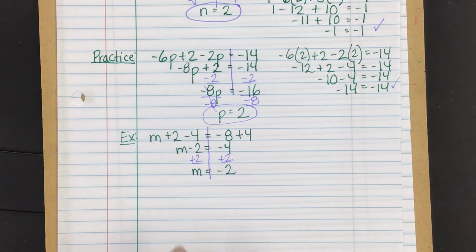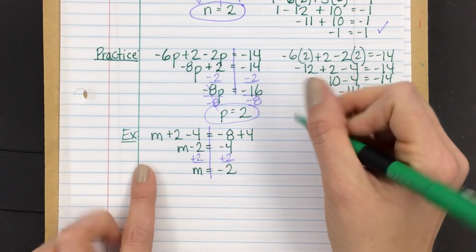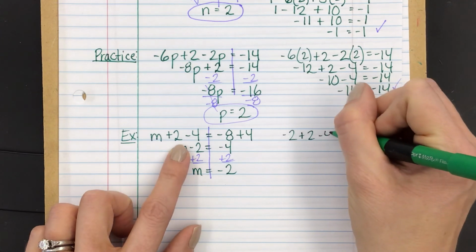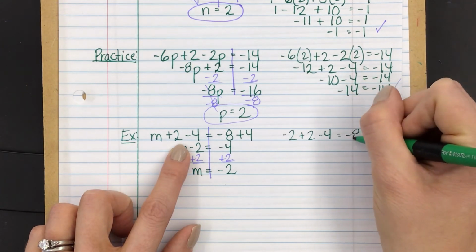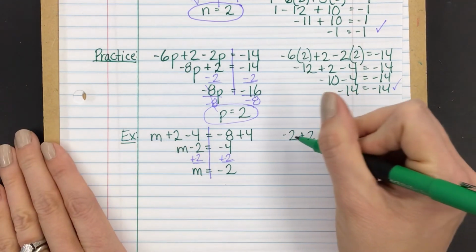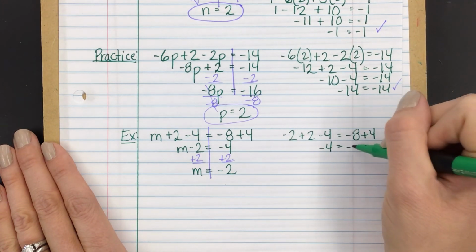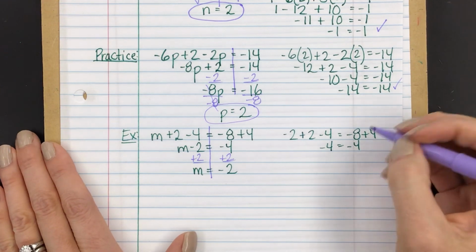Now I never want to just assume that that is the correct answer. I want to plug it in just to make sure. So I'm going to plug this in for m. So negative 2 plus 2 minus 4 is equal to negative 8 plus 4. This is 0, so you get negative 4. This is negative 4, so yeah.